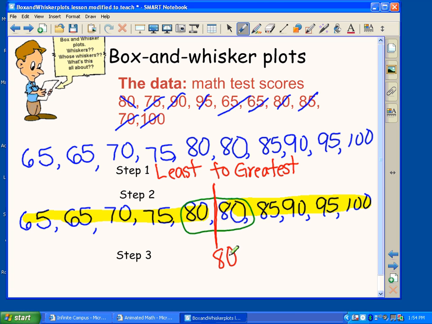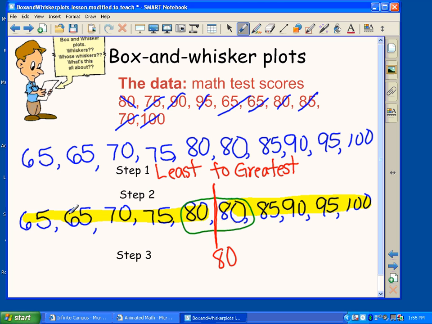Okay? So far, summarize what we've done. Put them in order. Find the middle. That's the median. What does the median do? What's its job? It separates the least from the greatest. It separates the two groups. Okay, so far so good.